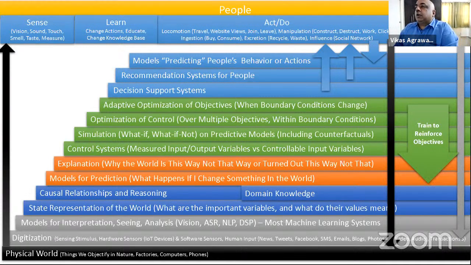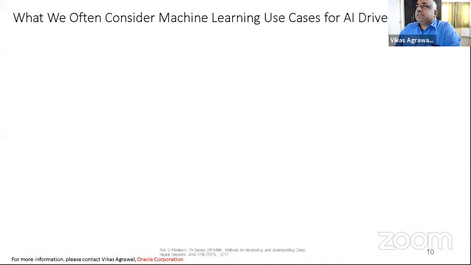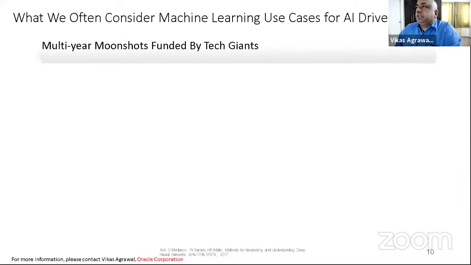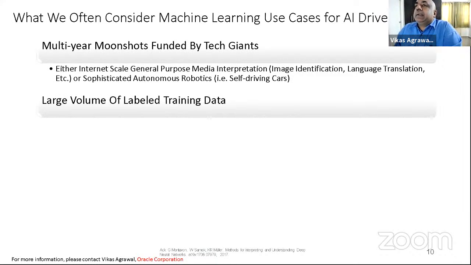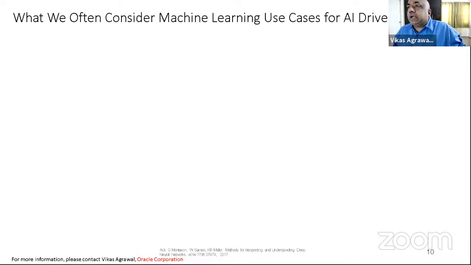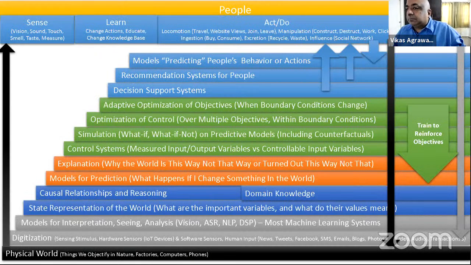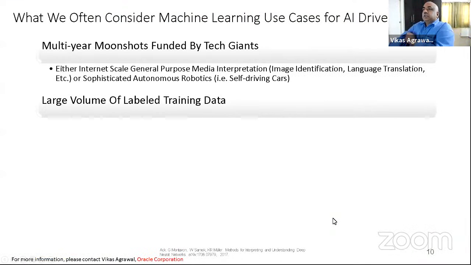So this is the big picture of how we are trying to solve problems. What is the approach we are taking? Now you might say, well, I'm going to solve all the problems in the world, but this is what we think of as machine learning use cases. Typically multi-year moonshots, which are funded by tech giants. So you have internet scale, general purpose media interpretation, like image identification, language translation, and so forth. Notice that in the previous diagram we put this at the very bottom, at the level of models for interpretation, seeing, analysis, even though these are grand challenges.